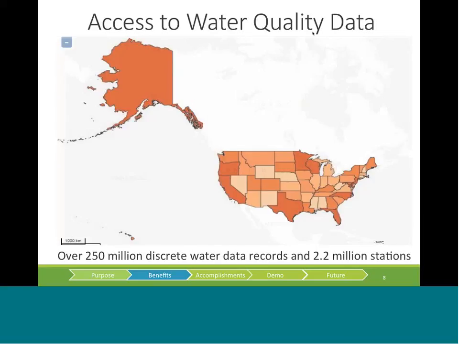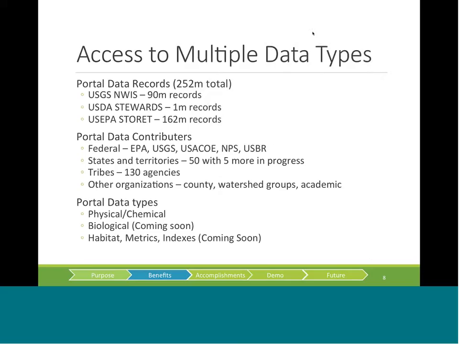The portal has access to over 250 million discrete water quality data records from over 2.2 million stations from all over the country, and actually a few different parts of the world as well. Of those 250 million records, about 90 million are from NWIS and 162 million from STORET, and about another million from the STEWARDS data set.